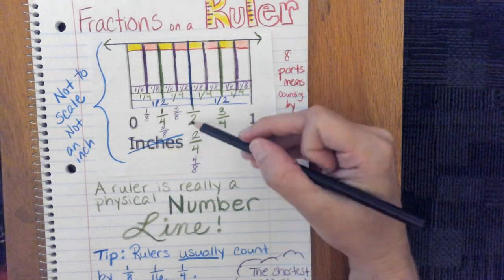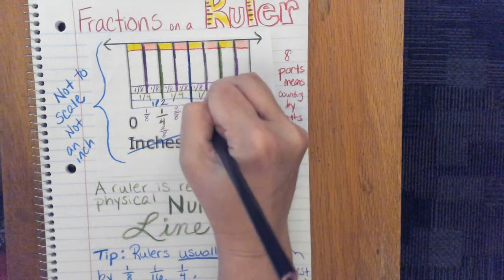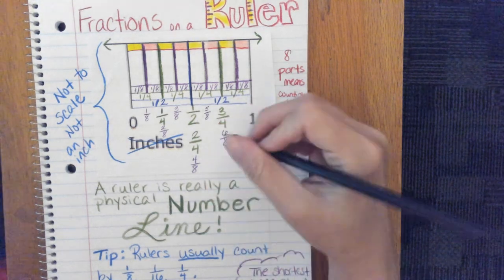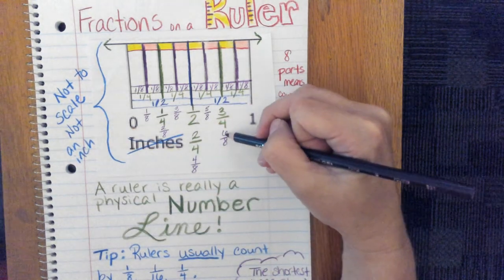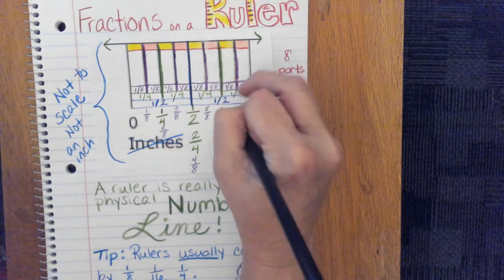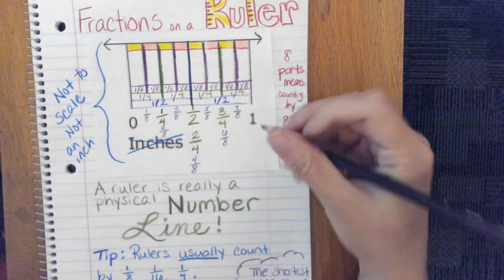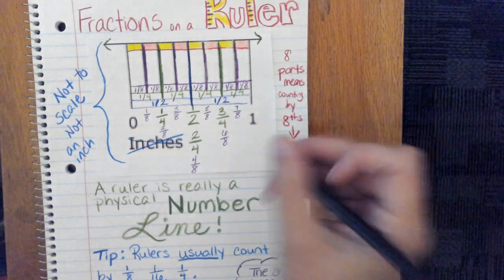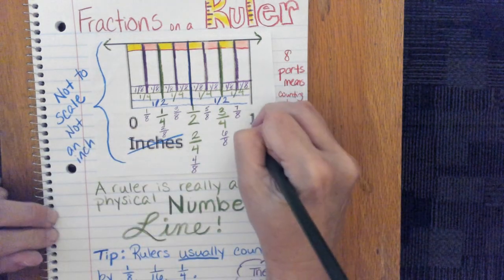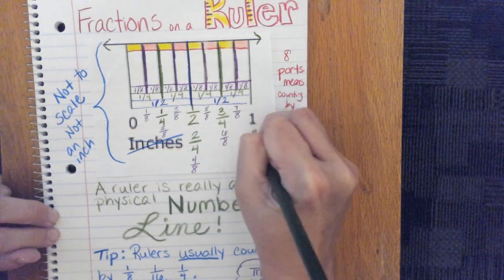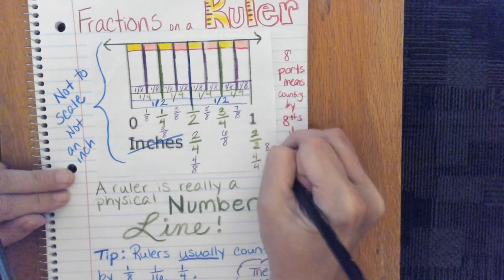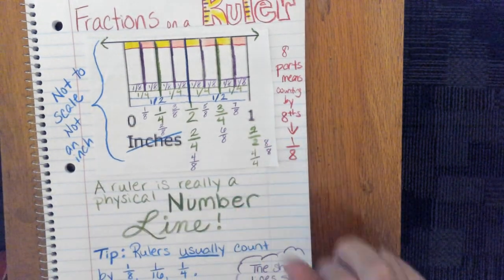4/8 is the same as 2/4, is the same as 1/2. Okay. 5/8. 6/8 is the same as 3/4 because 6 divided by 2 is 3 and 8 divided by 2 is 4. And then 7/8 and then the whole, which would be the same as 4/4. I probably should have written that. And that would be 2/2, 4/4, or 8/8. All of those mean one whole.